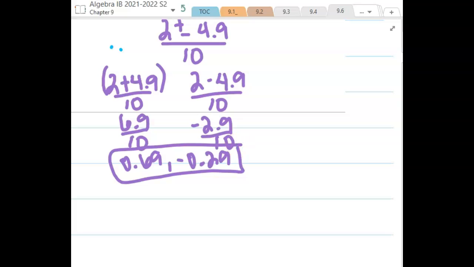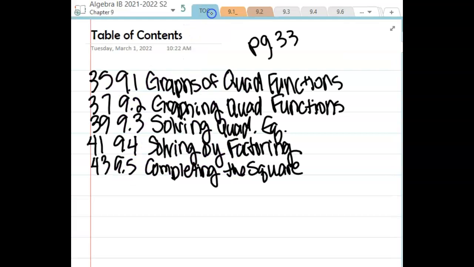Okay, so once again, your problems today, we won't end up with any non-perfect squares. We'll throw those in again tomorrow. Okay? So let's get this glued into your notebook.